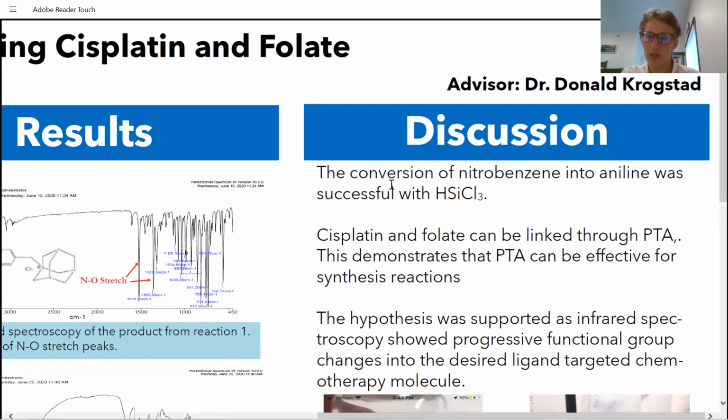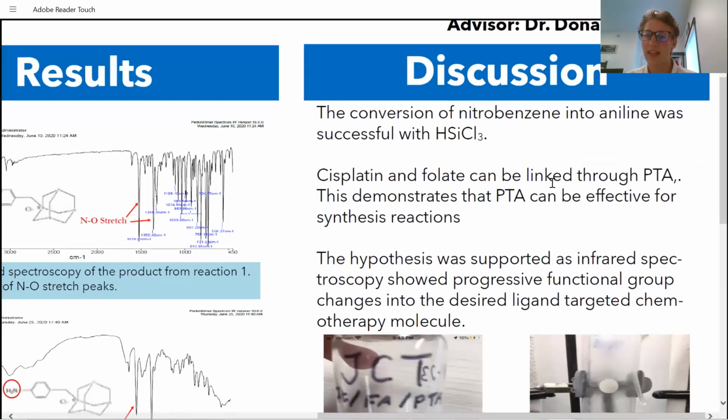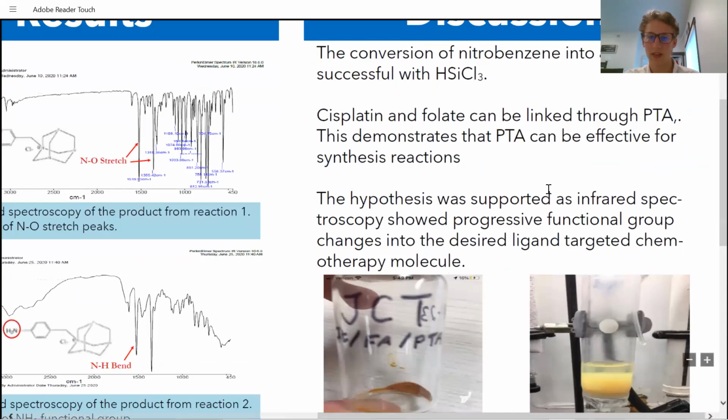The first thing I kind of mentioned previously, the conversion of nitrobenzene into aniline, which was the NO2 into NH2, was successful, which was the reaction that was holding up this research in the past. Cisplatin and folate can be linked through PTA, which I mentioned. PTA was our linker molecule. Dr. Krogstad has worked with it in the past. It's great for attaching two different things to each other. So this demonstrated and supported that this can be effectively used to link two different things together.